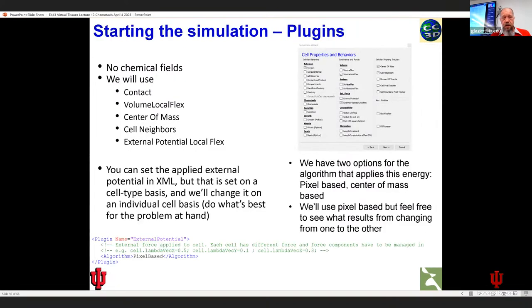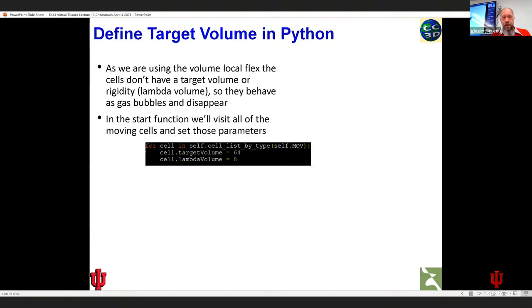And there is a plugin called external potential. And as usual, it has a local flex form, so external potential local flex. External potential by itself allows us to apply a force to all cells of a given type. But putting a force onto a cell in a given direction, all the cells at once, is very boring because all it does is move all the cells in a given direction. But typically what we want is to be able to control that at the Python level.